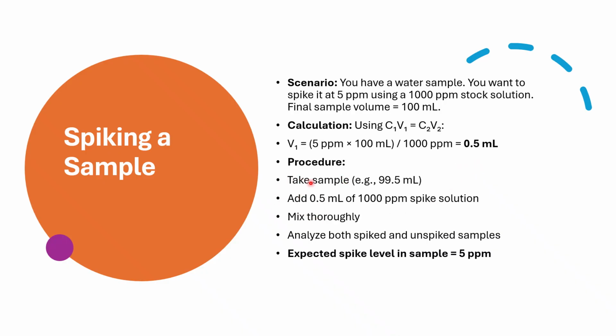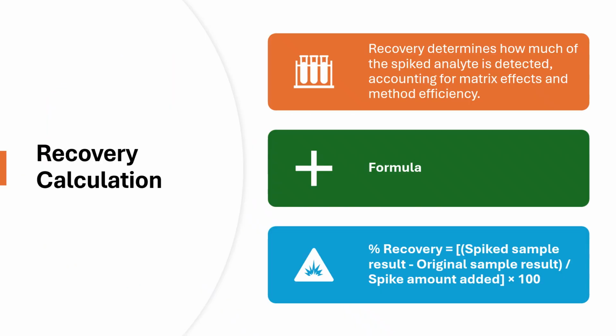So you need to take sample, example 99.5 ml. Then you need to add 0.5 ml of 1000 ppm spike solution and mix it thoroughly. Analyze both spiked and unspiked sample. So the expected spike level in sample should be 5 ppm.